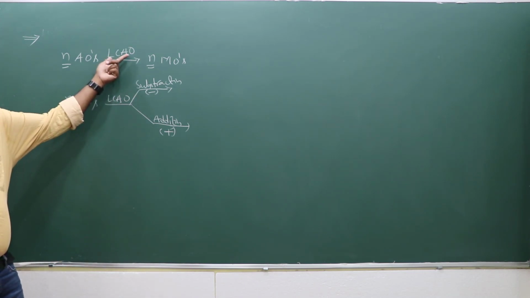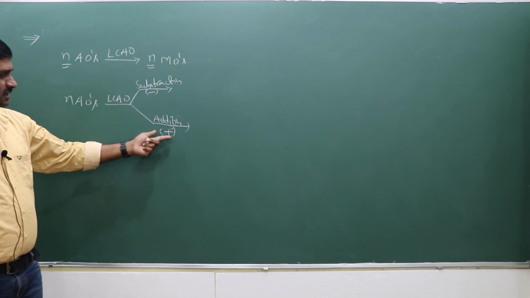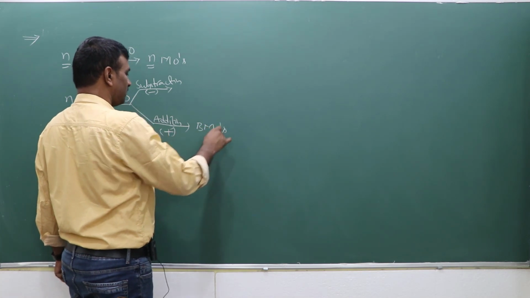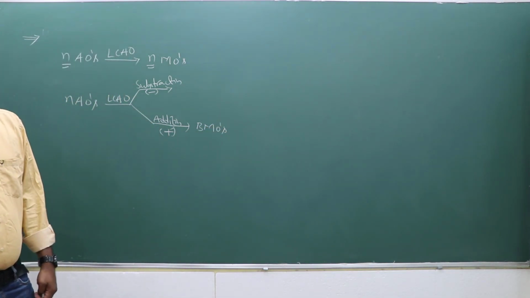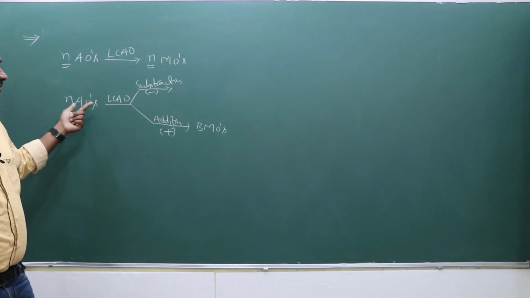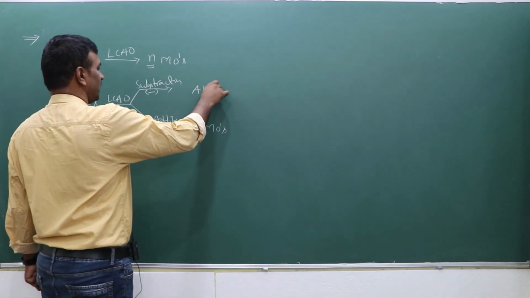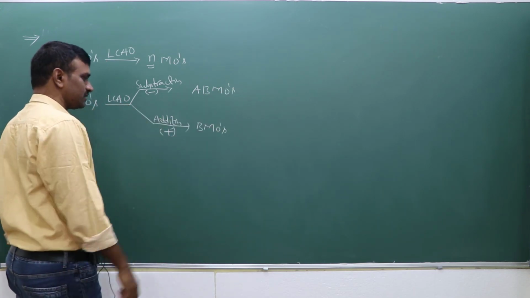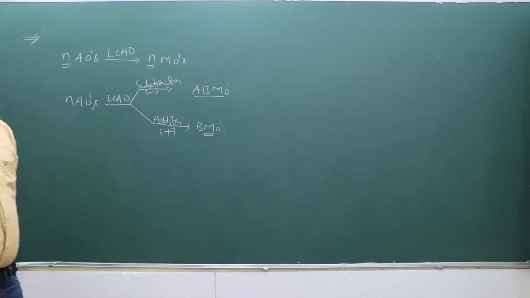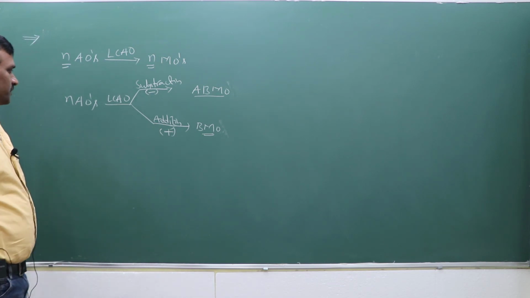Now, if the linear combination of atomic orbitals follows the addition method, the molecular orbitals generated from it are called bonding molecular orbitals. And if it follows the subtraction method, the molecular orbitals generated from the atomic orbitals are called anti-bonding molecular orbitals. ABMO means anti-bonding molecular orbital, and BMO means bonding molecular orbital.